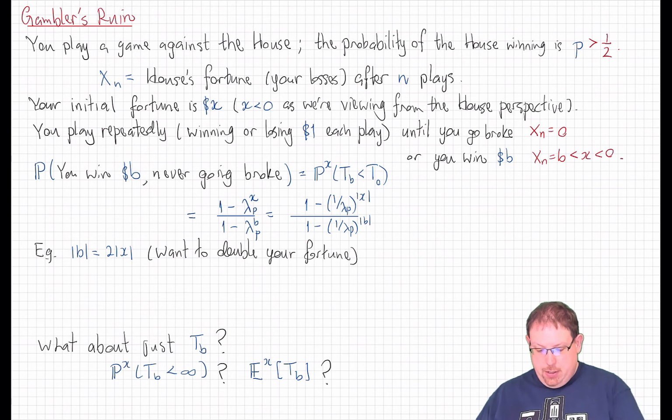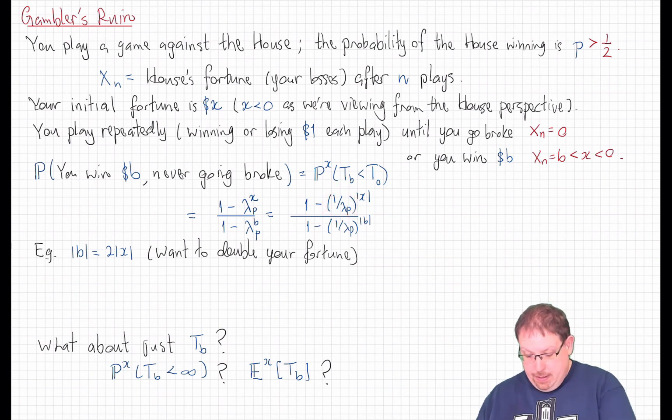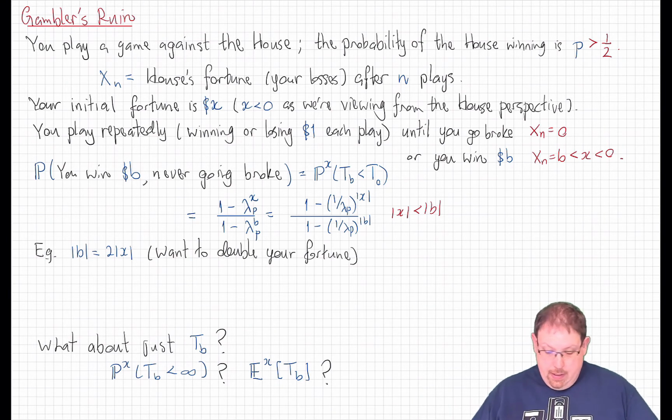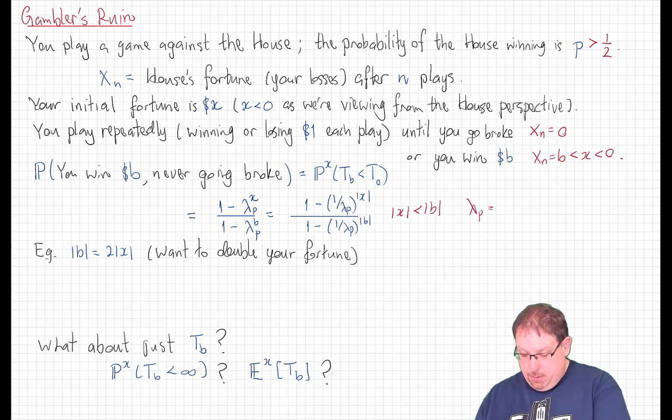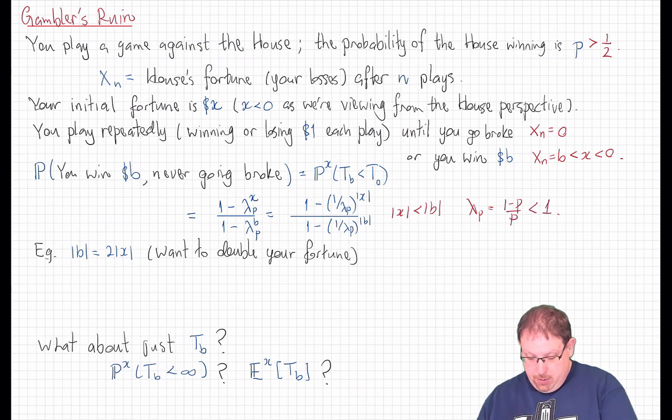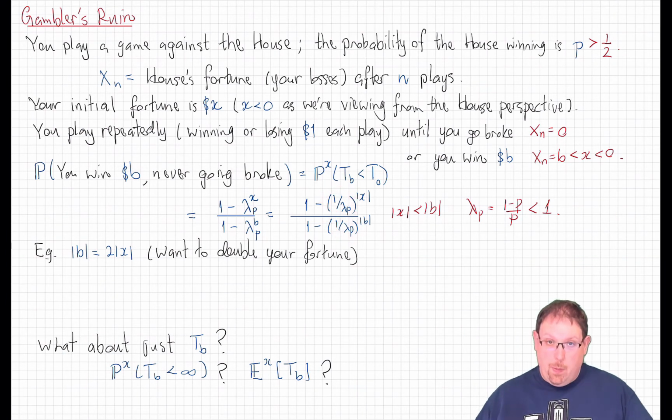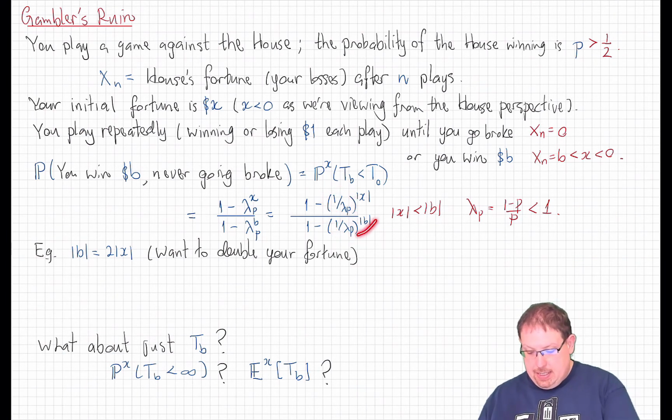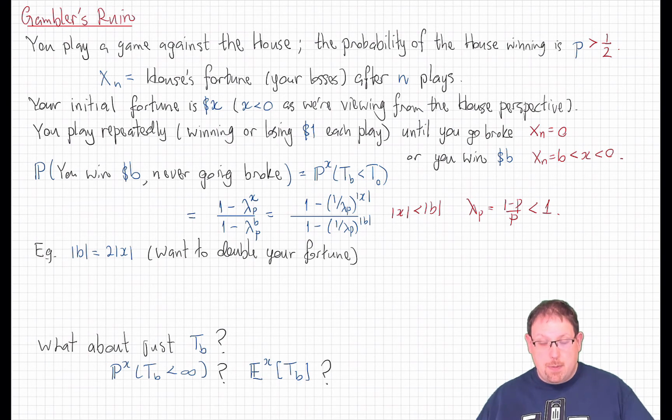And let's write that in terms of positive values for x and b. x and b are negative, and so their absolute values mean we have to take an extra minus sign, which flips to the reciprocal of lambda p. In that case, the absolute value of x is less than the absolute value of b. And remember that lambda p is equal to (1 minus p) over p, which is less than 1, and therefore its reciprocal here is greater than 1. And that means that this is going to be an exponentially small quantity, roughly in the difference between x and b.